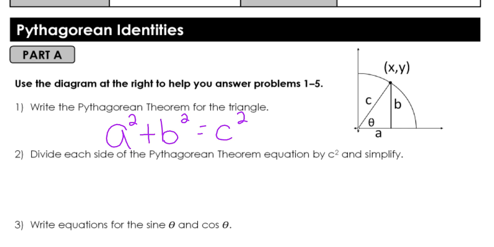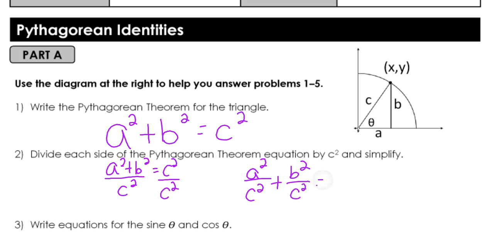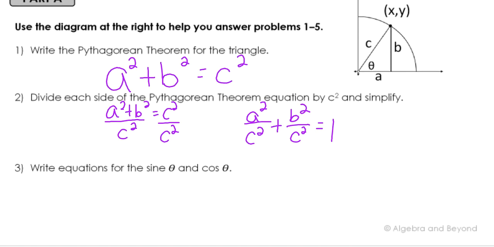What we're going to do now is start to change that equation around to identify an identity. First we're going to divide each side of the Pythagorean theorem equation that we just wrote by c squared. I'm going to take that a squared plus b squared equals c squared, and divide both sides by c squared. What that allows me to do is get the right side of the equation equal to 1. So it would look like this. Now we have an equation that equals 1.